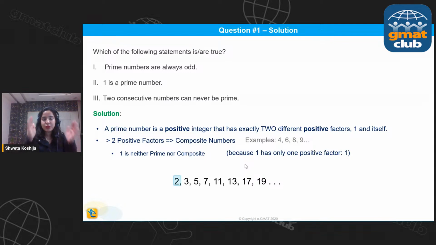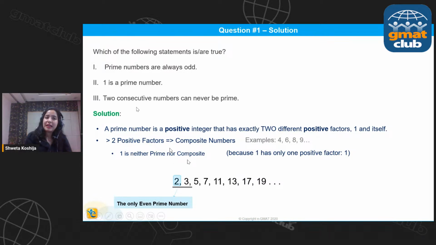Now, when you use all of this information, you can see that 2 is even. The others are all odd, yes, but this means there is also an even prime number. In fact, this is the only even prime number. Every other prime number is odd. But this alone is enough to reject the first statement. The first statement said that prime numbers are always odd. So that's wrong. The second statement also is automatically wrong based on what we discussed, that one is neither prime nor composite.